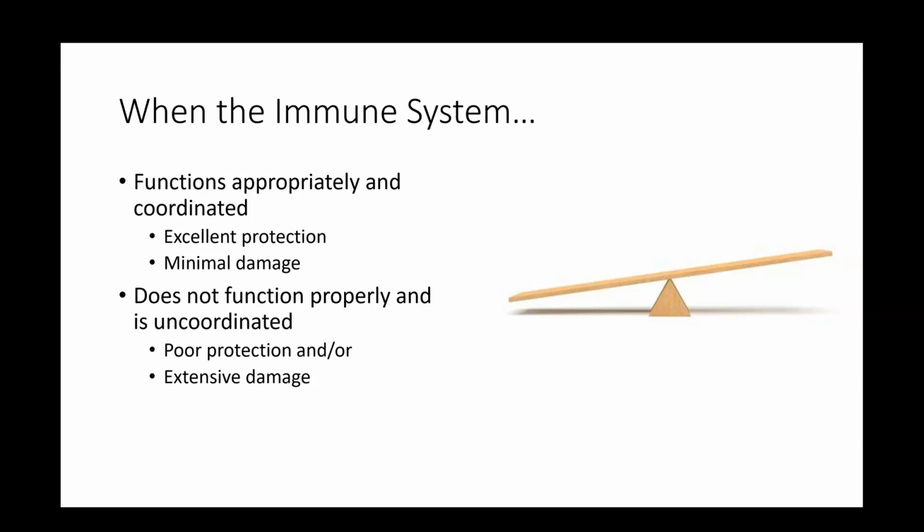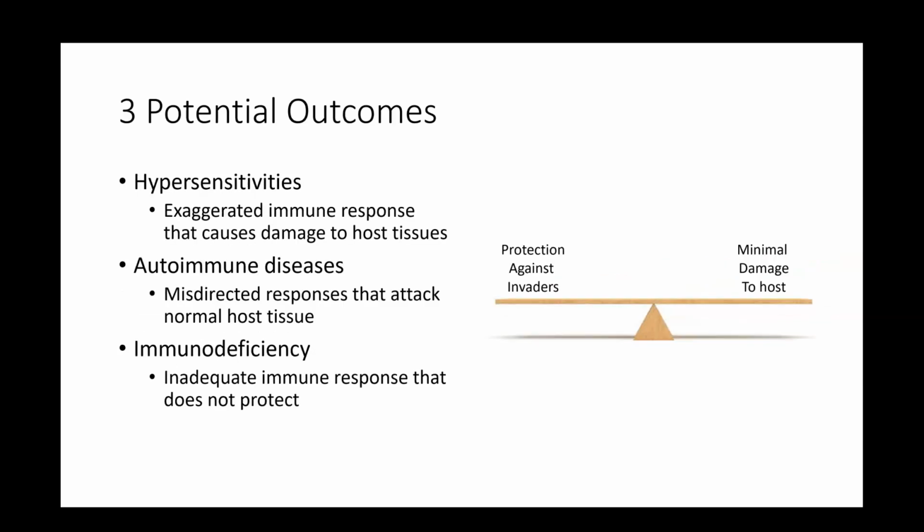And that's exactly what can happen when our immune system isn't functioning properly. We either have two situations occur. We either have poor protection, in the case of immunodeficiencies, for example, or we can have extensive damage in the case of hypersensitivities. And then, of course, we can have a third situation where we have autoimmune diseases, where we're using our own cells to actively damage ourselves.